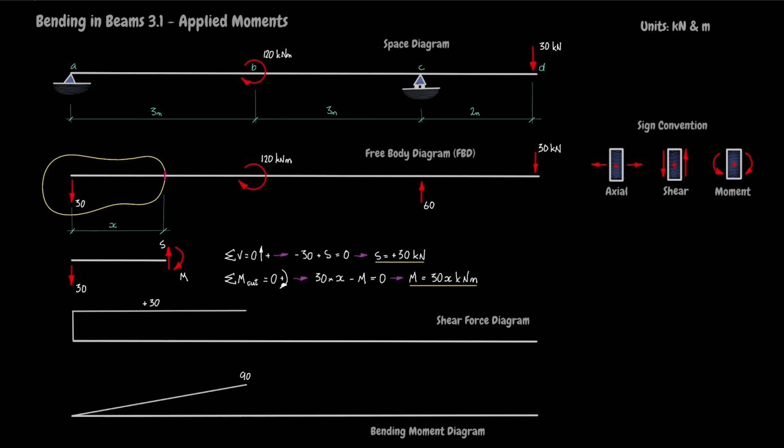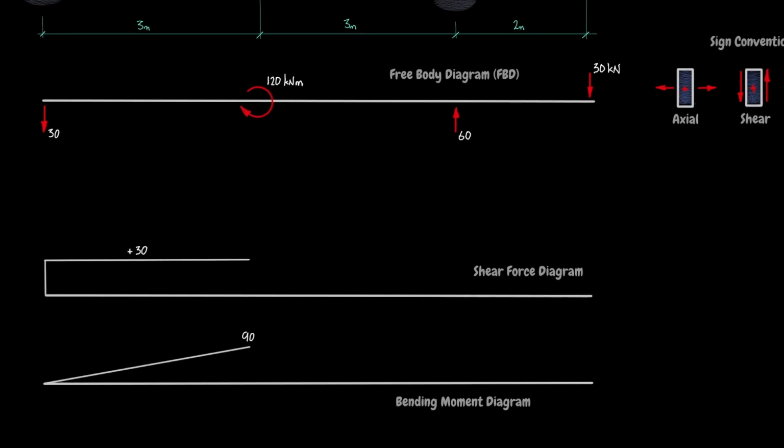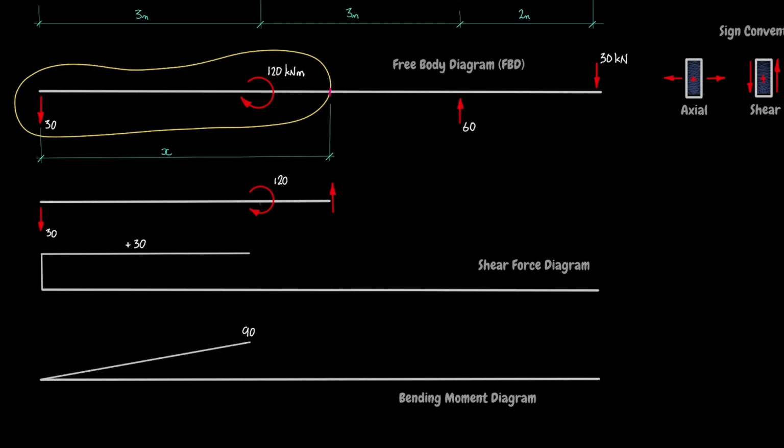Next, we need to find out what's happening between B and C. But first, erase the calculations and the free body diagram bubble. Now draw a free body diagram bubble that cuts the beam between B and C. Then draw a free body diagram for everything inside the bubble, noting that this free body diagram is good for all values of X from 3 to 6 meters.